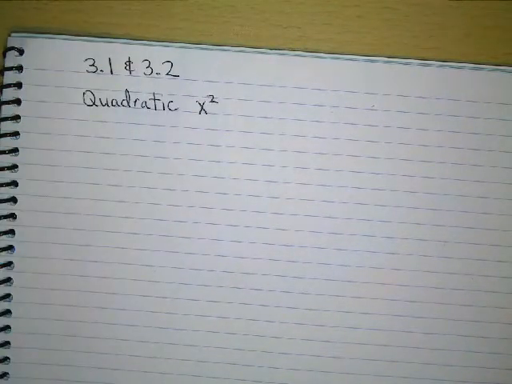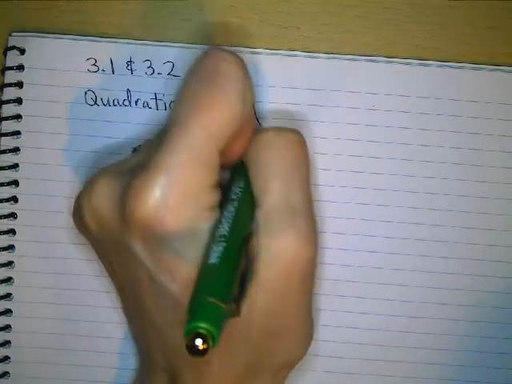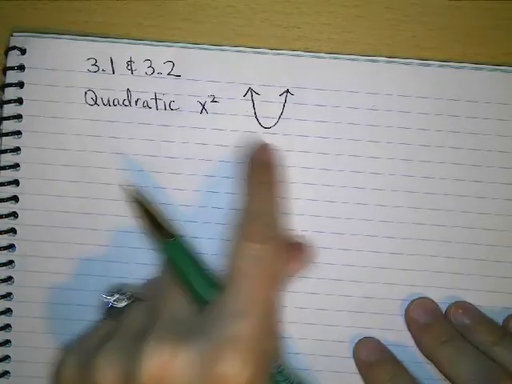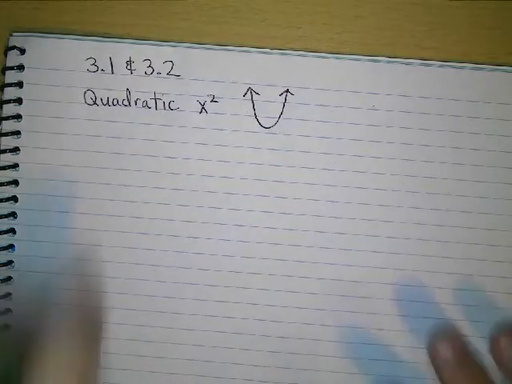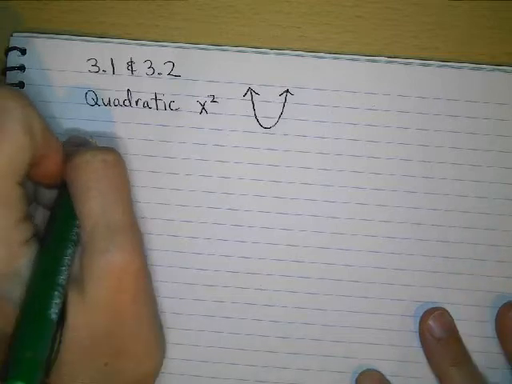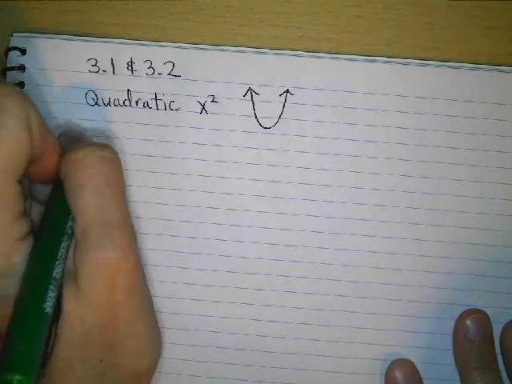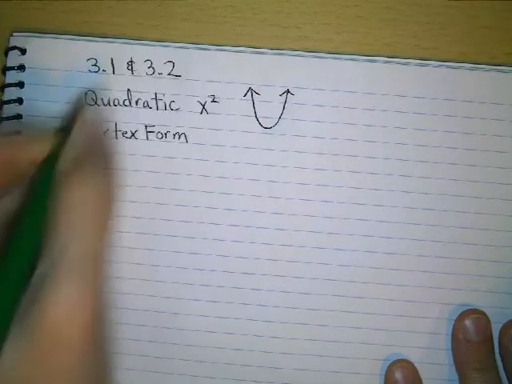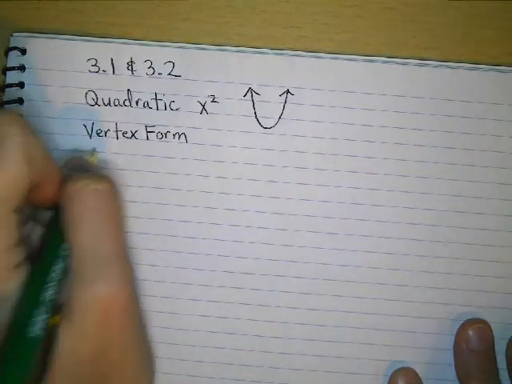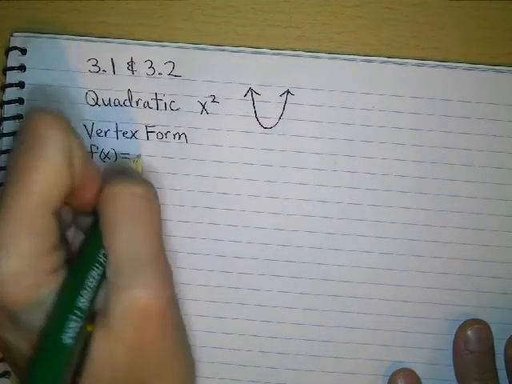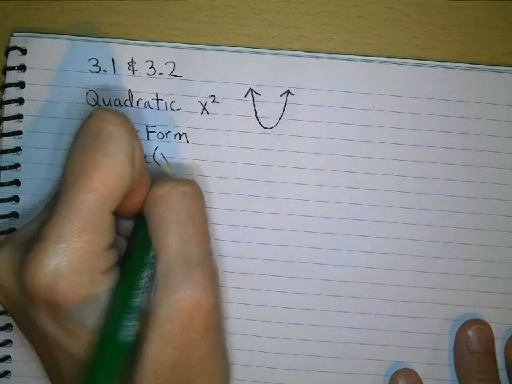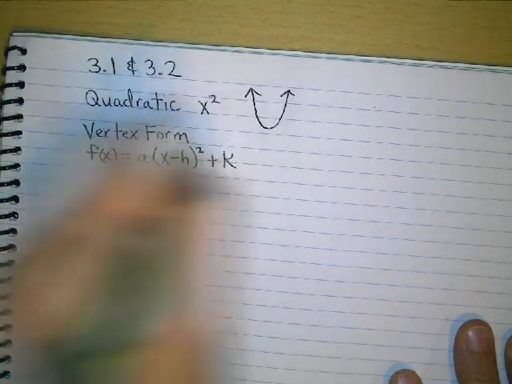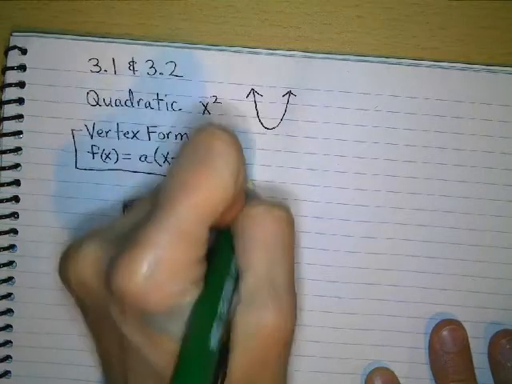Quadratic equations have a squared term, like x squared, and when you graph them, they are a parabola shape. And the parabola can open up, it can open down, and they're going to give you the parabola in some different formats. One is the vertex form. The vertex form is f of x equals a parentheses x minus h squared plus k. Okay, this is the vertex form.